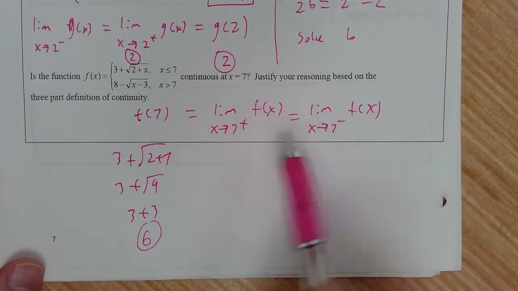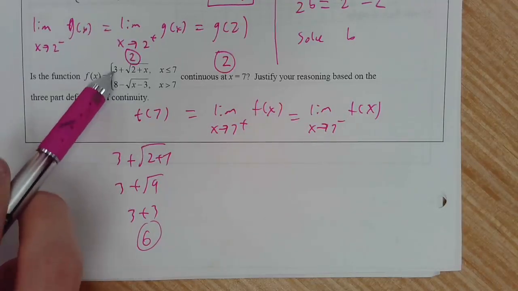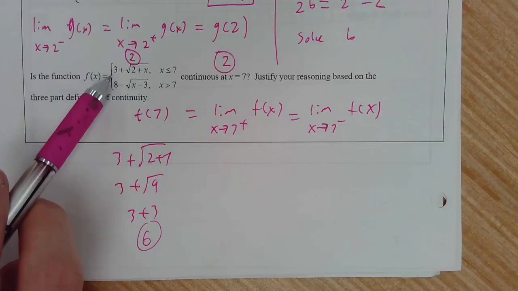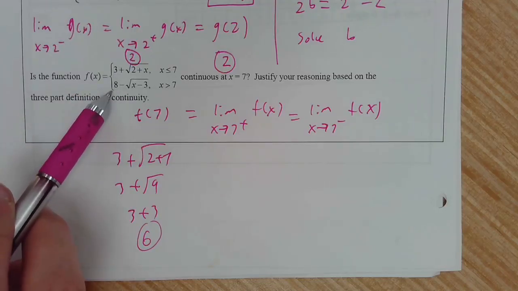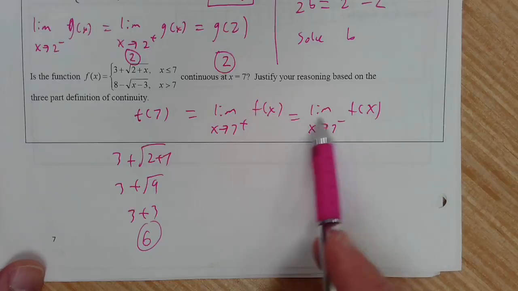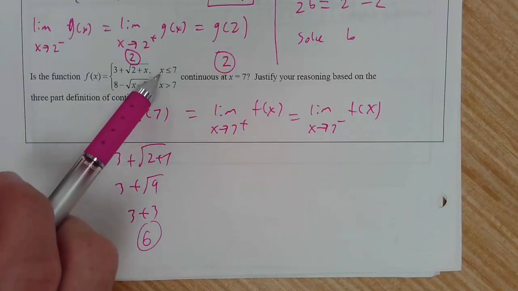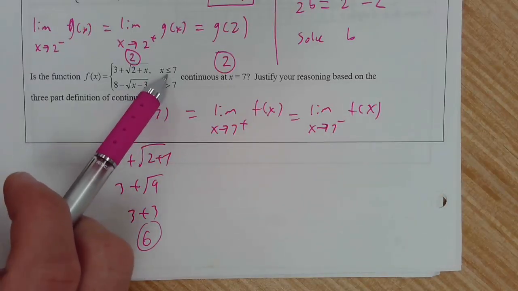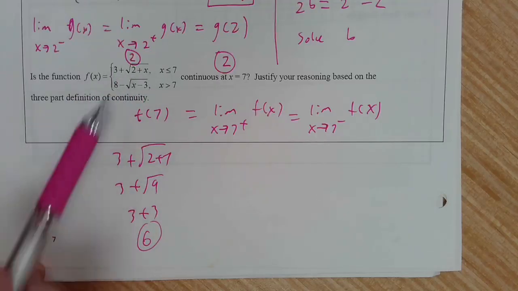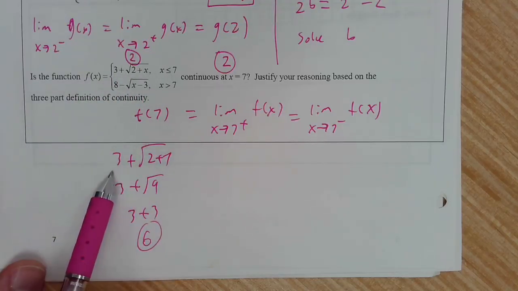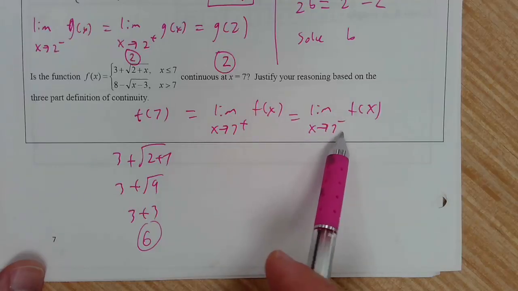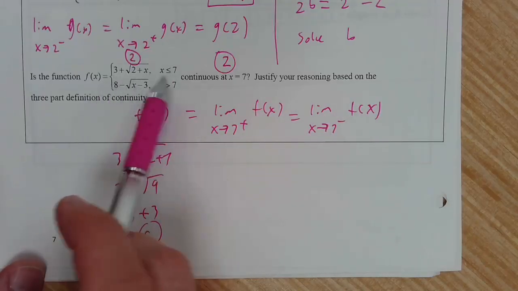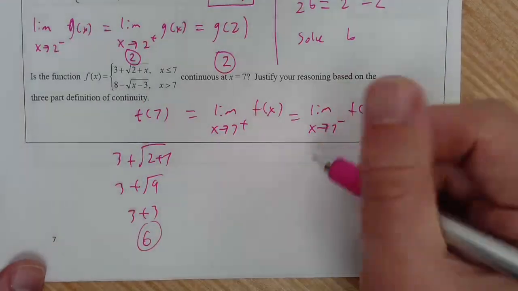You are plugging in a 7 into the different parts of the function, just into either the top or the bottom. So if you want the limit as we approach from the left, that would be when x is less than or equal to 7. So that would just be this one, which we already found here. Does that make sense? So f of 7 and the limit as we approach 7 from the left are the same because they represent the same part of the piecewise. So again, this would just be the same thing.